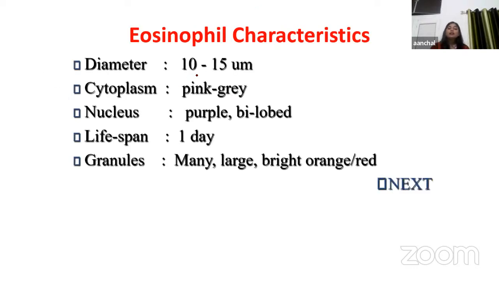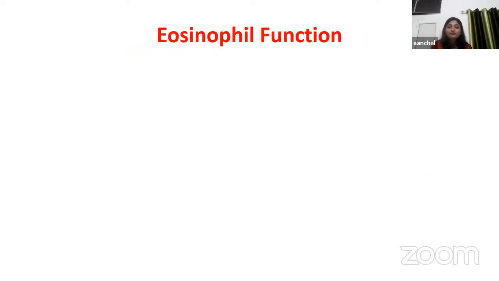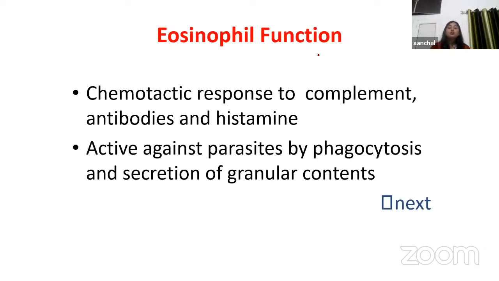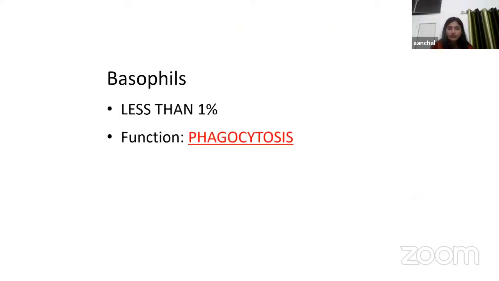Then talking about the characteristics, we know the diameter is 10 to 15 μm, the cytoplasm is pink gray, they are bilobed, lifespan is about 1 day, and the granules are many, large, bright, and orange red. Talking about the function, they are chemotactic, respond to complement, antibodies, and histamine, and are active against parasites by phagocytosis and secretion of granule content.